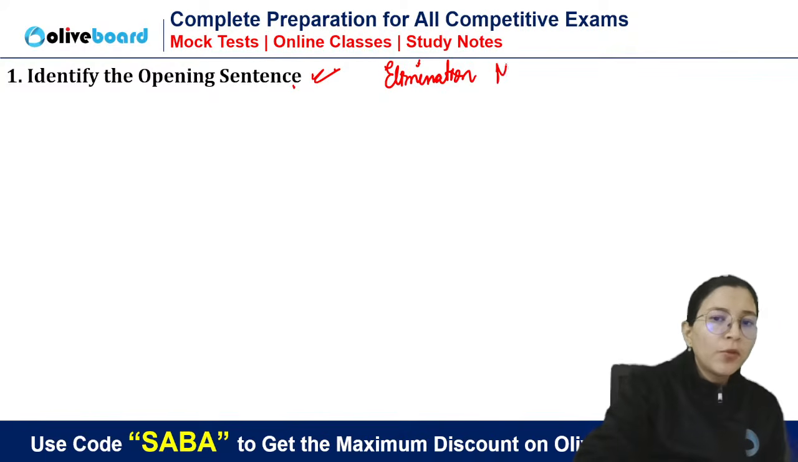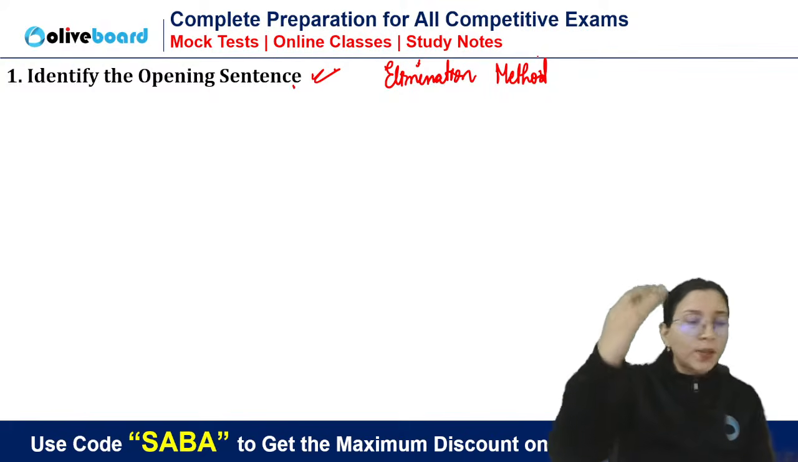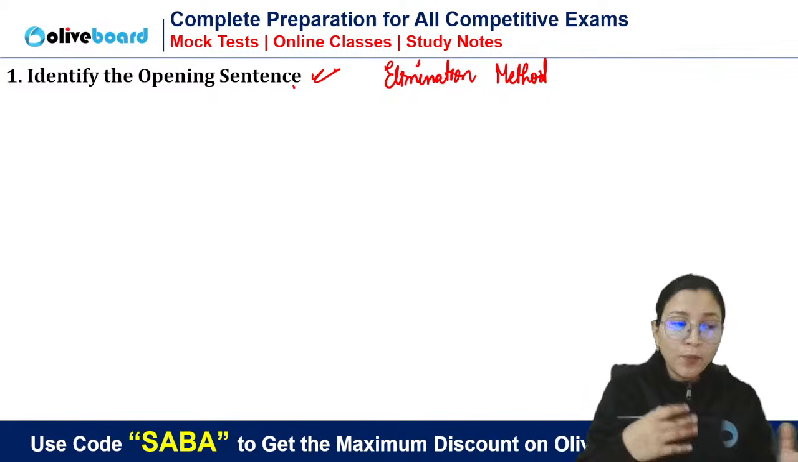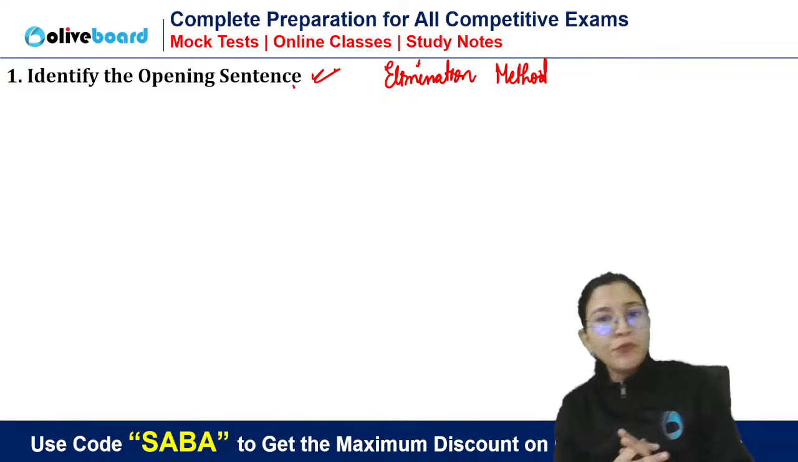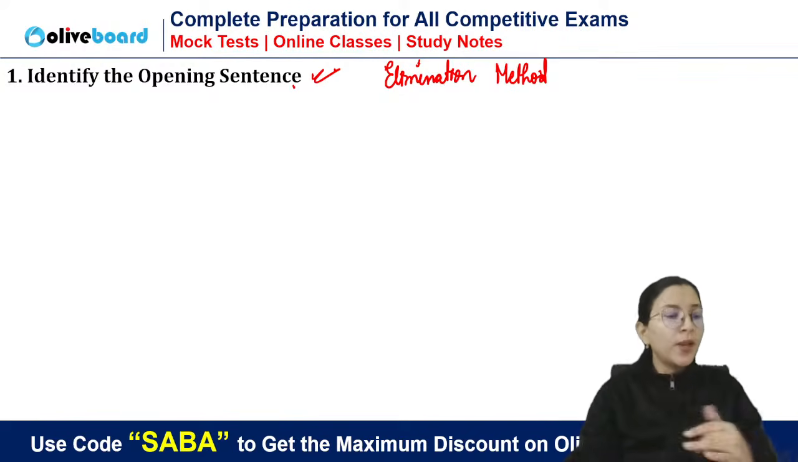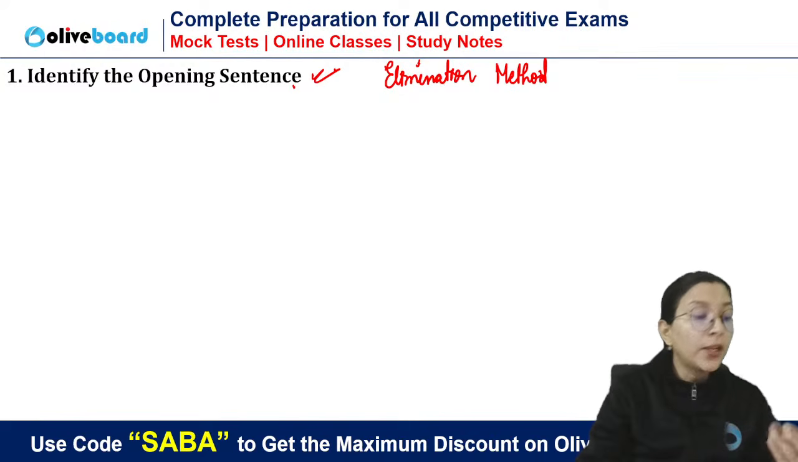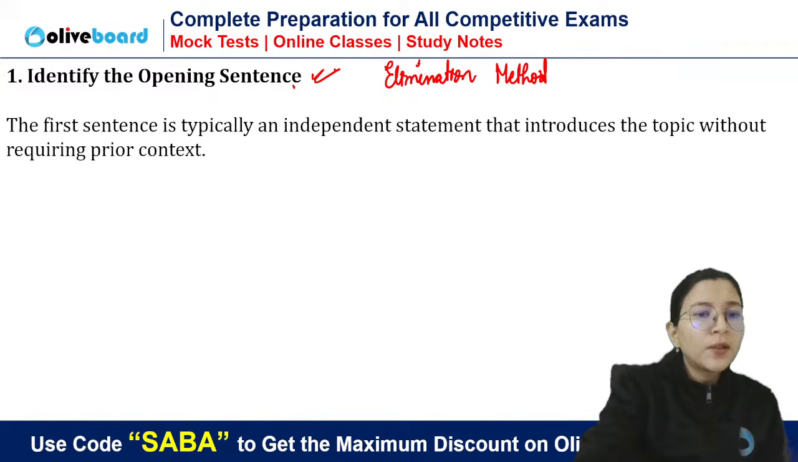Which method do we follow to find out the first sentence? It is very easy. First of all, if you think that you will read, or sometimes parajumbles are very lengthy, I have brought all such questions. Okay, if you think that you will read the whole parajumble and then you will start eliminating, it will be time consuming and you will waste time. So simply there are certain keywords.